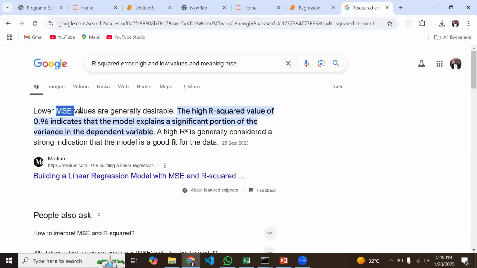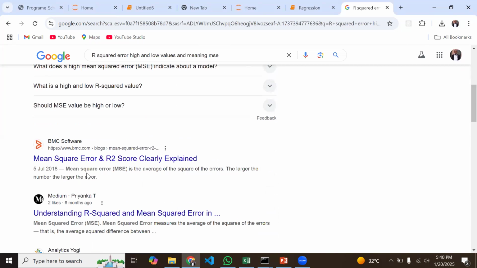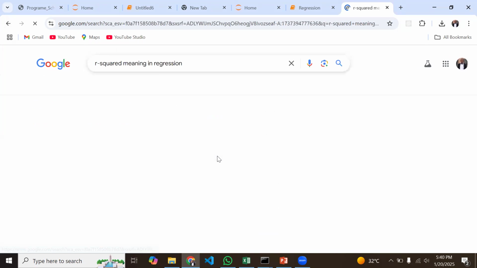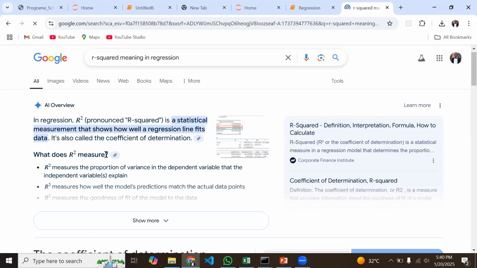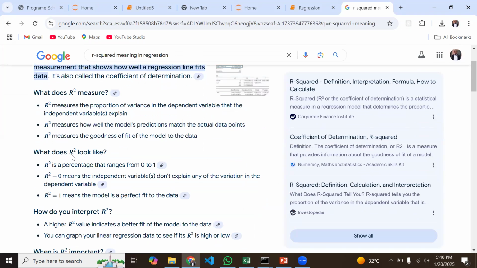Okay, so it's lower R square are generally desirable. Okay, so in the case of no, this is still mean squared error. Okay, so this one is what we covered earlier. I don't know why mean square. Let me go back. Okay, R squared meaning. Good. Let's see what this one says. All right, so it says, what does R squared look like?